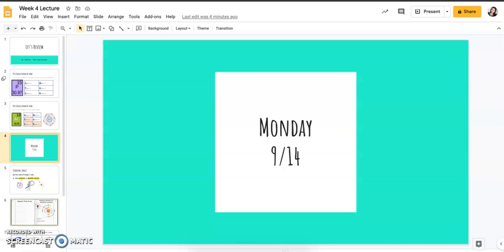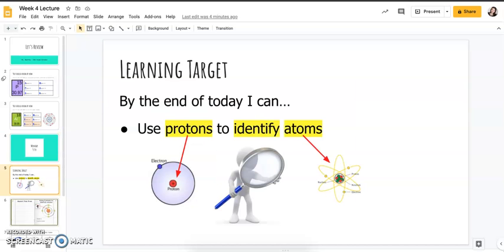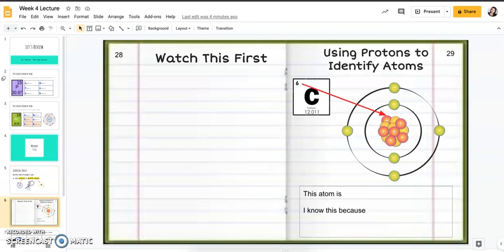Okay, so for today what we're going to do is we are going to be using protons to identify atoms. By the end of today, you should be able to look at any atom and figure out what atom you're looking at, all right? I'm going to show you how to do that. Basically, you're going to count the number of protons. It's super easy, it's just counting.